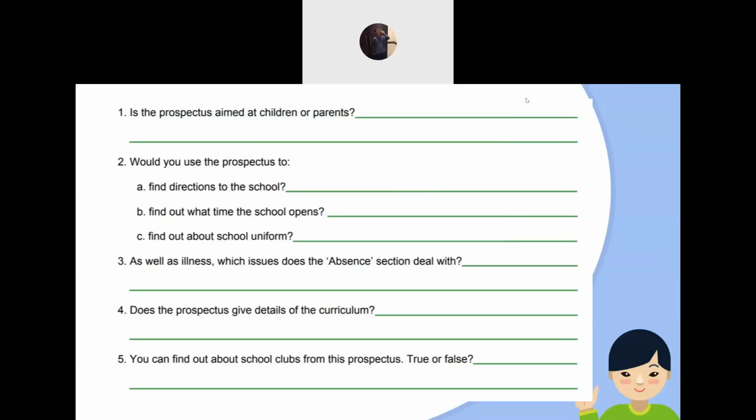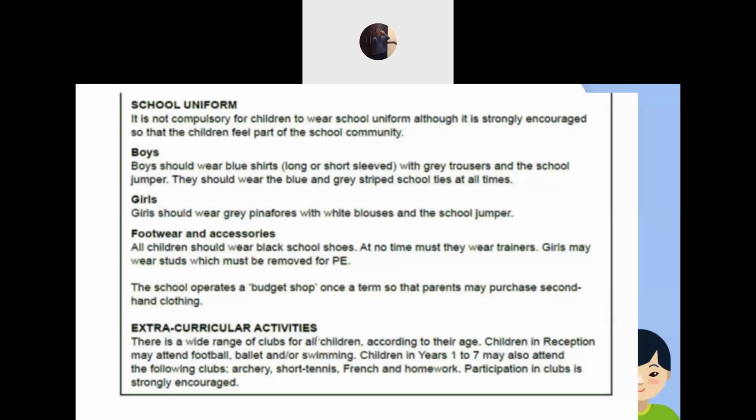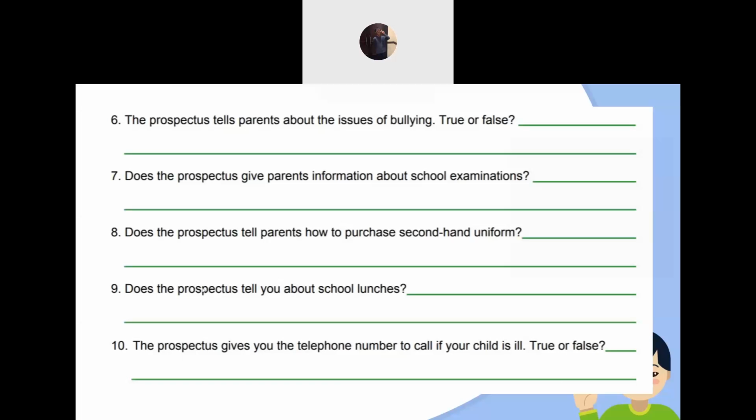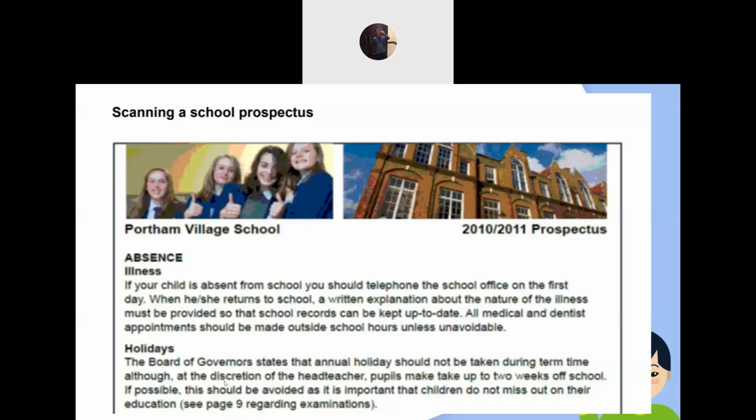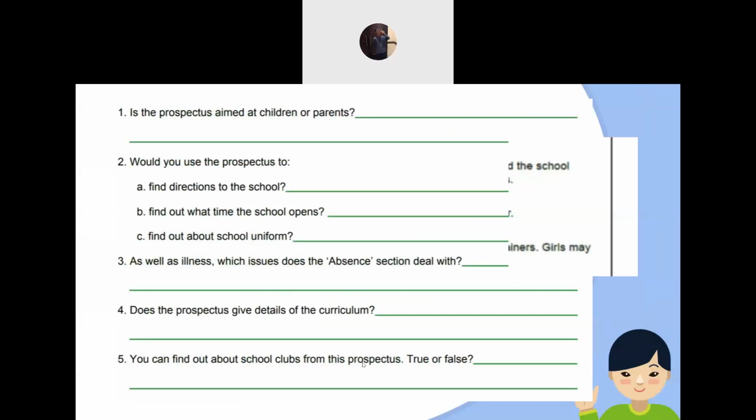You can find out about school clubs from this prospectus. True or false? True. You can find out the extracurricular activity. So this is what skimming and scanning is about. You look through quickly and then you can answer the questions fast, because when you go to Form 4 and Form 5, the questions that you face will be longer. That is not like these simple questions. So sometimes you have to skim and scan.